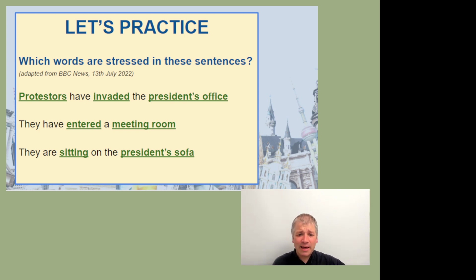Now, a couple of points here. Firstly, why did I not stress they? Surely they is a real word. They refers to people. This is a grey area in pronunciation. They, of course, refers to real people, but it's what we call a replacement word. It's a pronoun. It's replacing another noun. And most of the time, people will not stress pronouns unless they want to bring attention to that word.